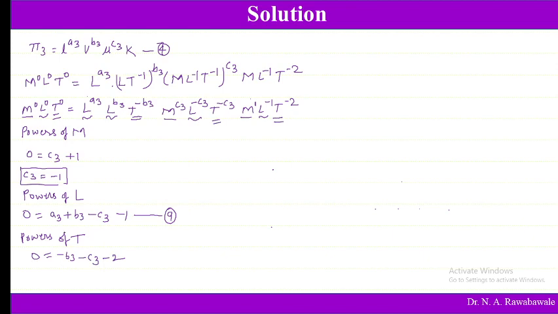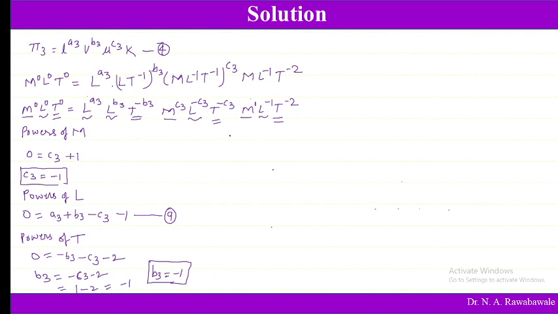So here we know c3. Now we can find b3, which is equal to minus c3 minus 2. The c3 value is minus 1, so minus of minus 1 gives plus 1, minus 2, which is minus 1. So if we substitute c3 as minus 1, minus minus becomes plus, minus 2. So b3 is minus 1.